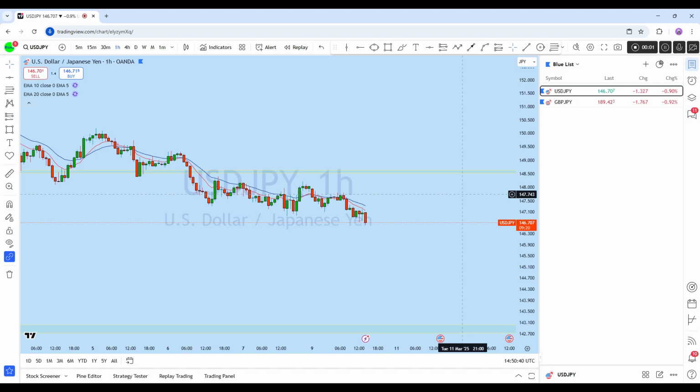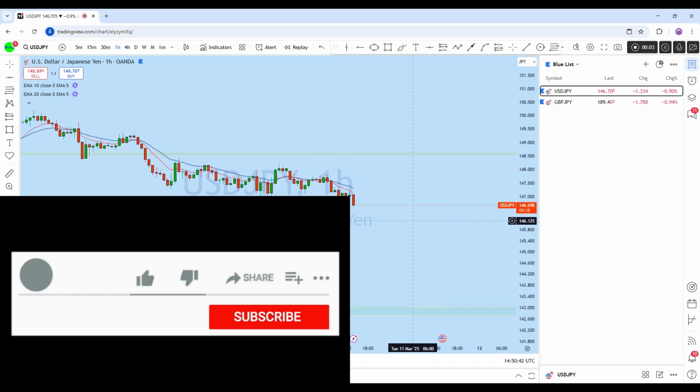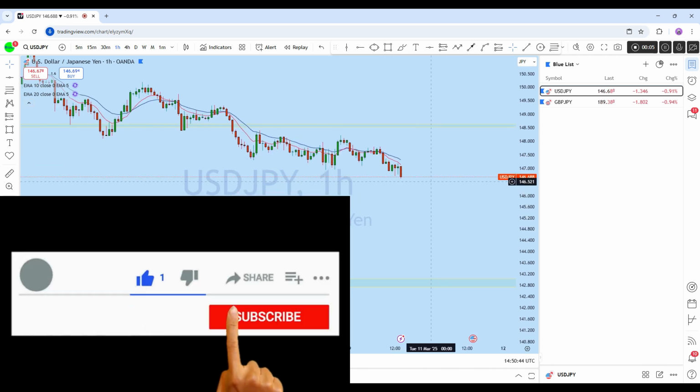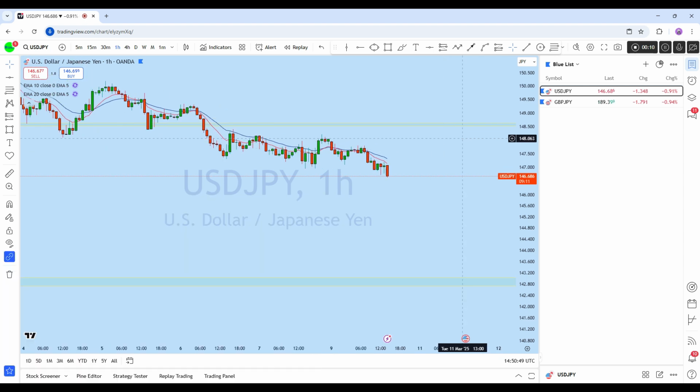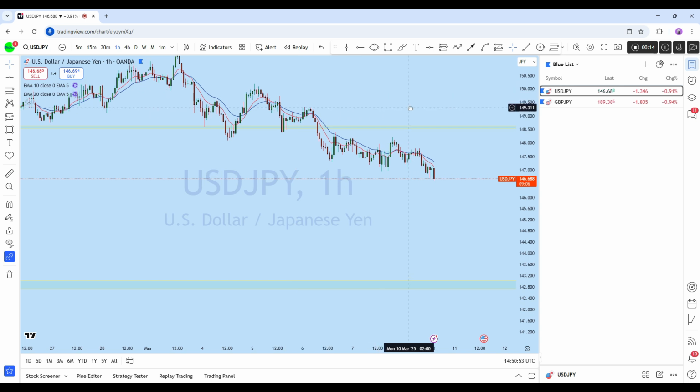Hello trader, this is a complete multi-time frame analysis on dollar yen. Let's see what kind of trading opportunity we currently have in this instrument. And we can see dollar yen from the bigger picture perspective is in a very strong downtrend.